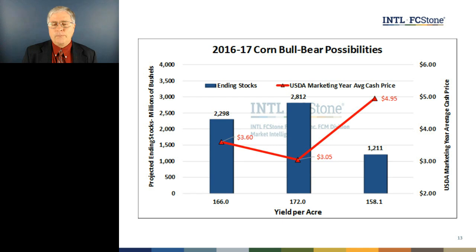If, on the other hand, we get a yield of 172, then all of a sudden we push that ending stocks number up to 2.8 billion bushels. Marketing year average price drops to $3.05 on a cash basis.